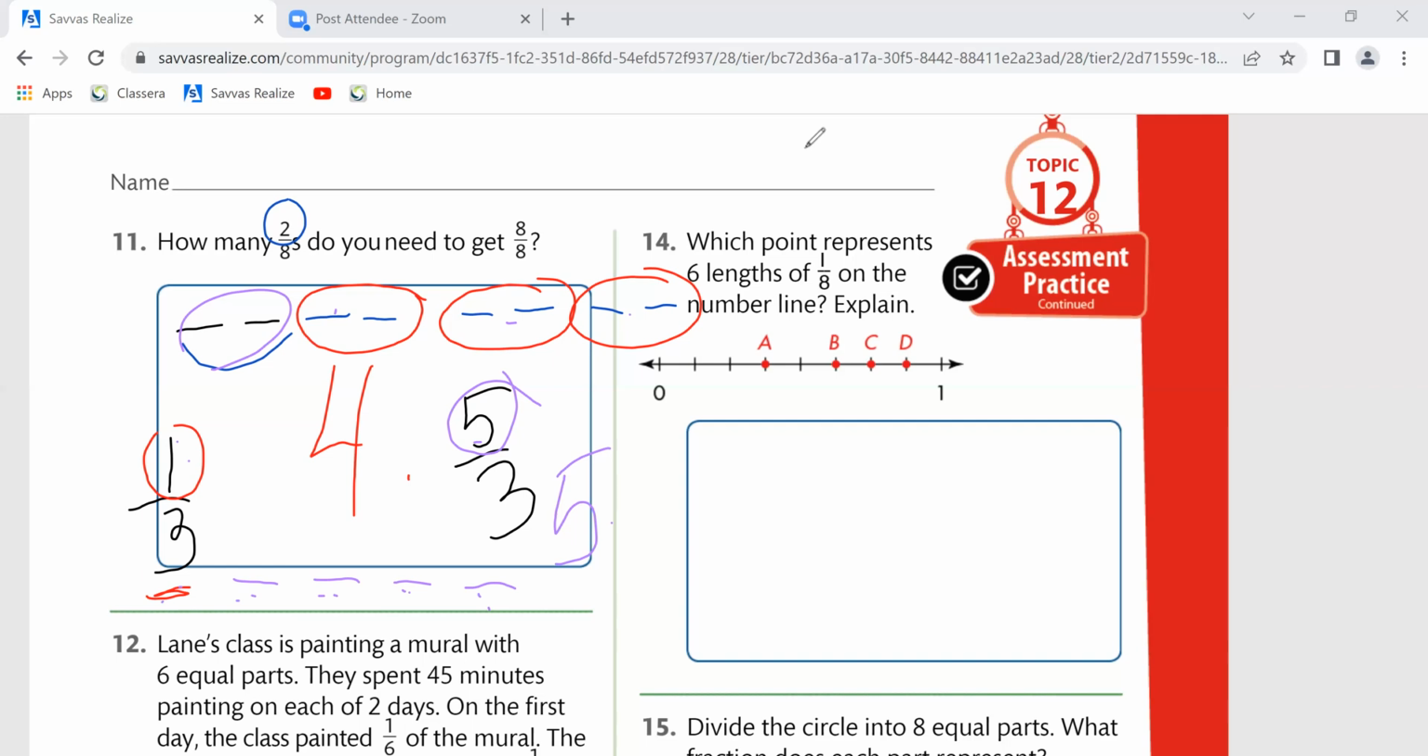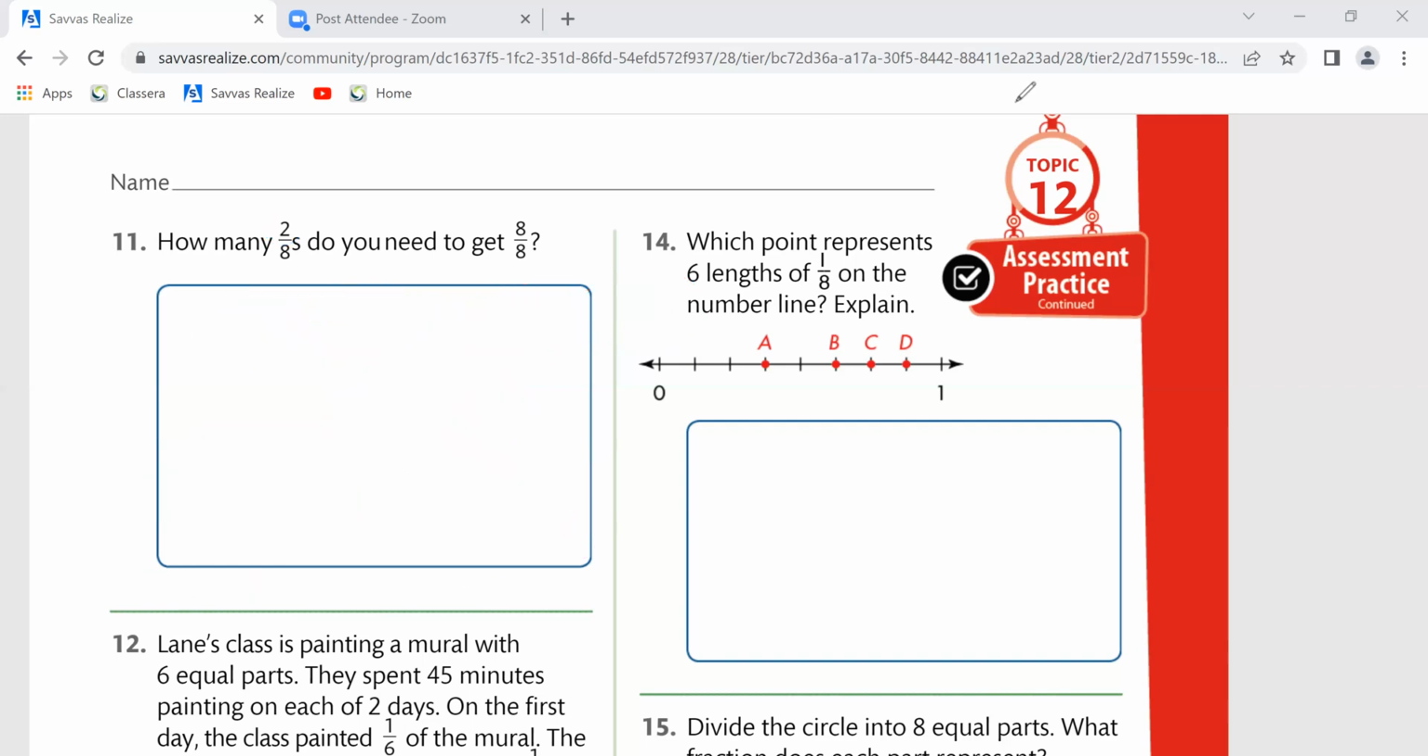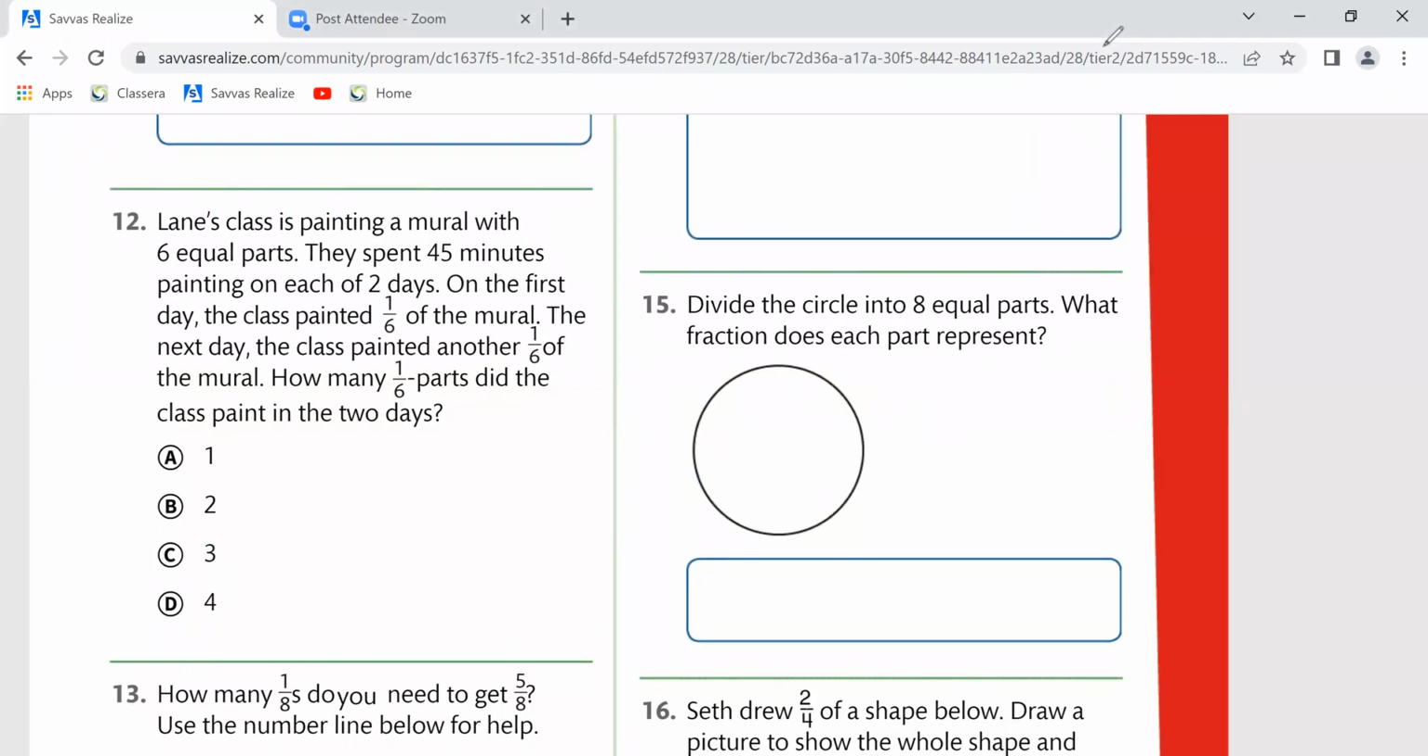Ready? Yes. Okay, here also very long story. Very long story. Lane's class is painting a mural with 6 equal parts. They spent 45 minutes painting, blah, blah, blah.